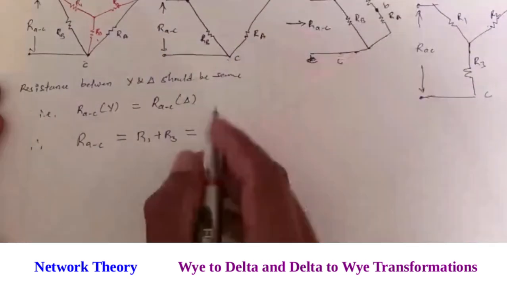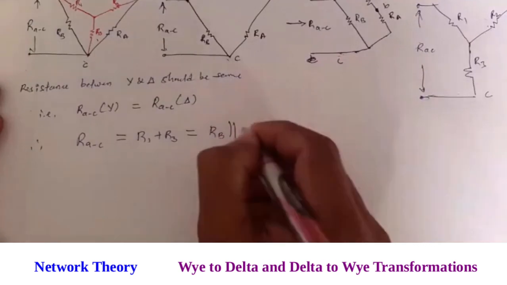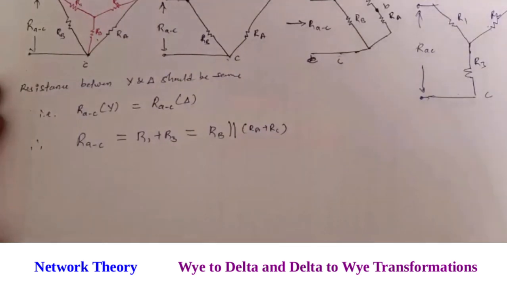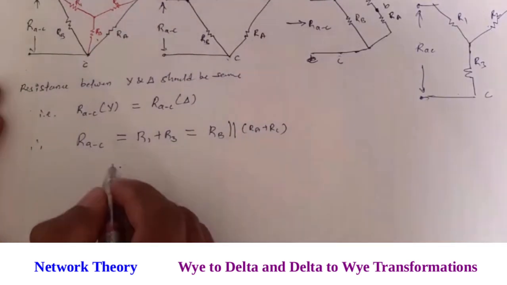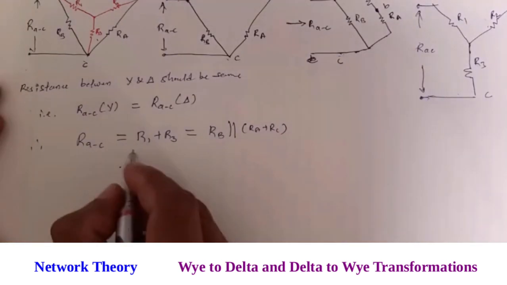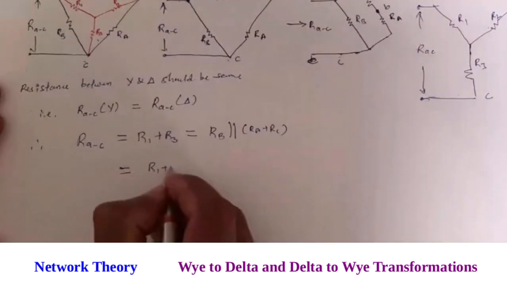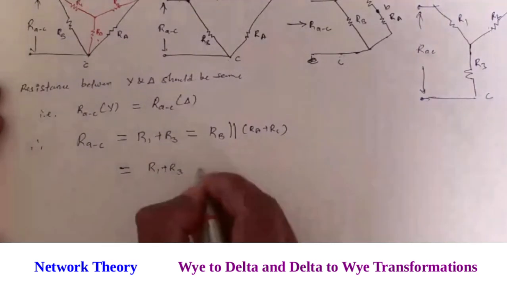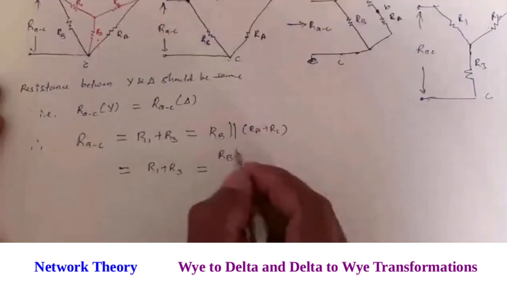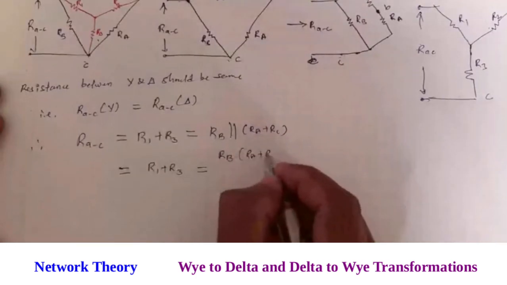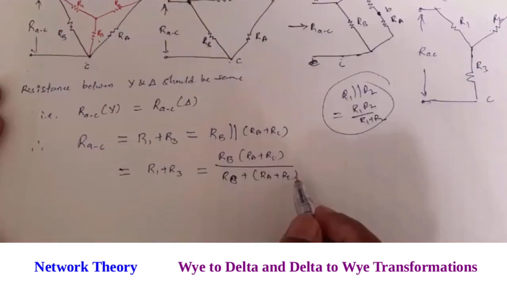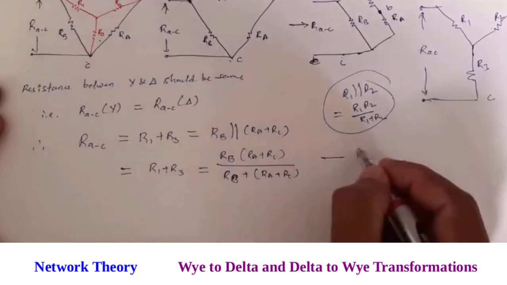RAC of a delta network is what? RB parallel with RA plus RC. I have written in short. So RAC is equal to R1 plus R3, and which is equal to, using resistance in parallel, RB into RA plus RC divided by RB plus RA plus RC. I call this equation number 1.